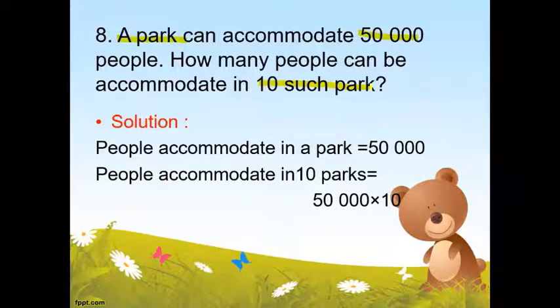And here you can do this directly without doing it in vertical form because we know the multiplication by 10, 100 and 1000. When we are multiplying a number by 10, we multiply this 50,000 with 1 and you will get the same 50,000, and you will add a 0 with it. So your answer will be 500,000. So it means that in 10 parks, 500,000 people can be accommodated.